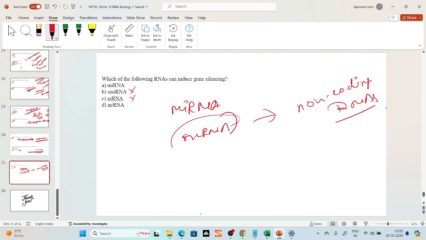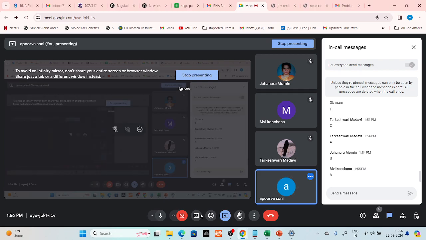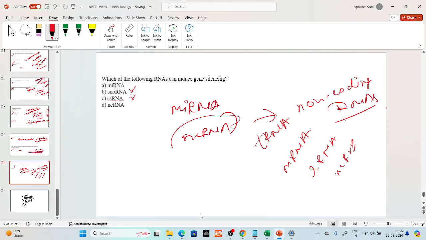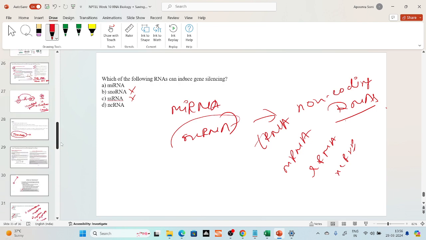If the options had been tRNA, mRNA, rRNA, and ncRNA, then you would have picked non-coding RNA. But here, since non-coding RNA is given and miRNA is also given, and miRNA is a more specific answer, you have to choose miRNA and not non-coding RNA. So always look for the more specific option amongst the given options. Fine. Now we'll just quickly revise.